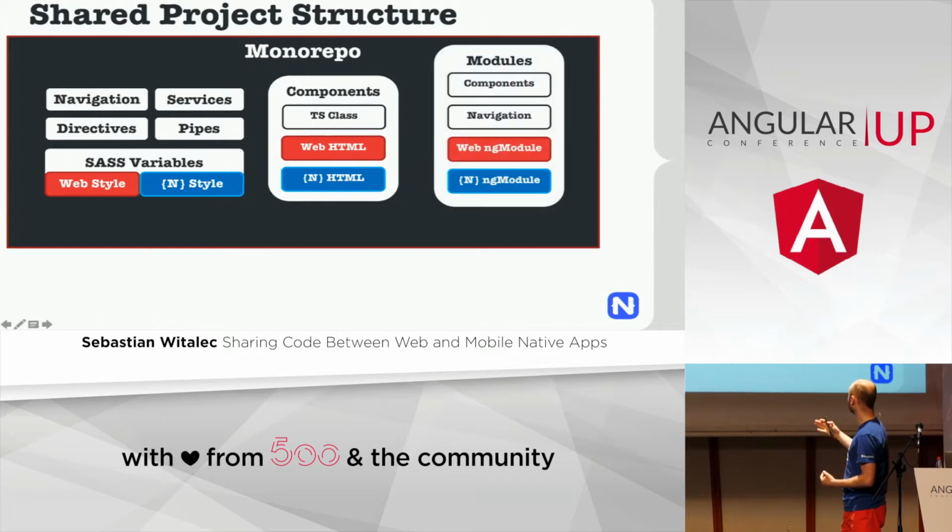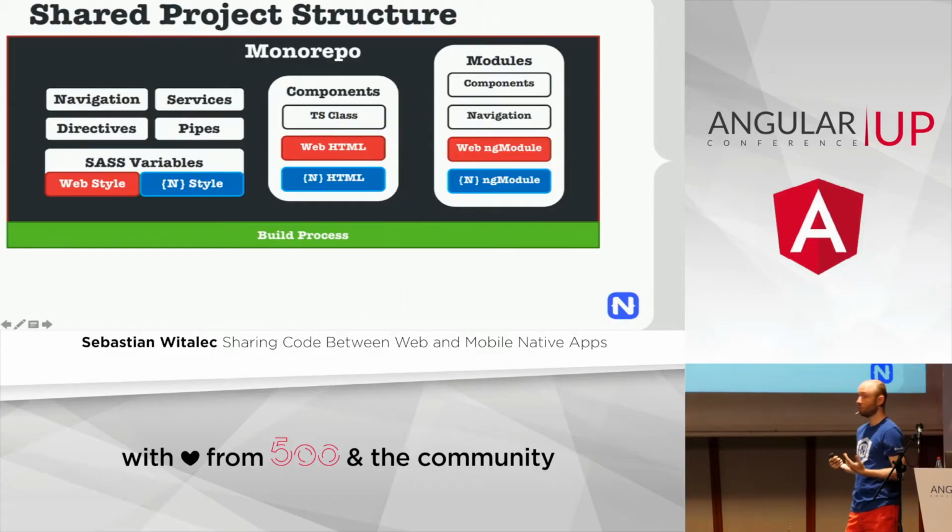And then finally, for each module, we can share all the components, we can share all the navigation, but we would have two ng modules inside that module. So for example, in a web application, you could use the Angular Material, while in NativeScript, maybe you could use the NativeScript Pro components or something like that. So they don't clash with each other.